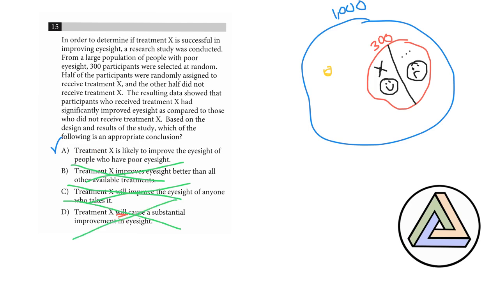Answer choice A is the answer to that one. Moving on.